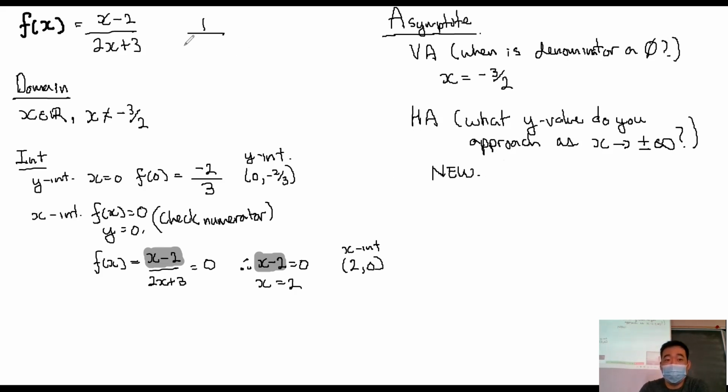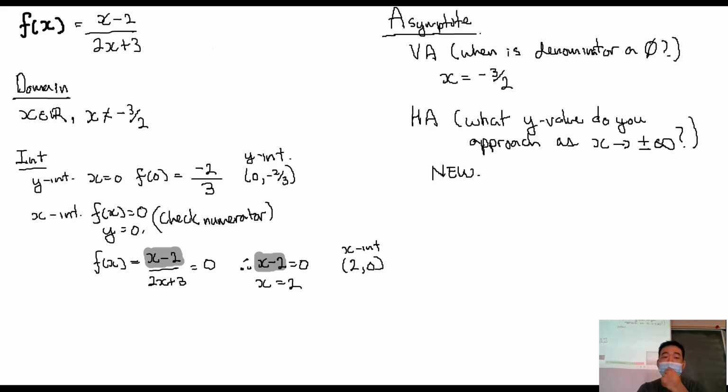Normally, if we had 1 over 2x plus 3, we stick an infinity there. What do you get? Infinity plus 3. So what's 1 over infinity? Essentially, it's equal to 0. Done. That's my horizontal asymptote. But look what I have here. It's not a 1. I have something else.